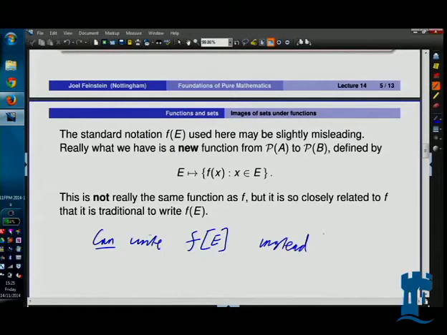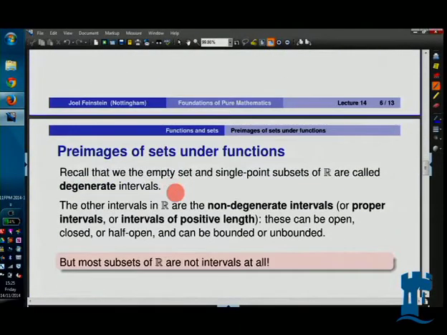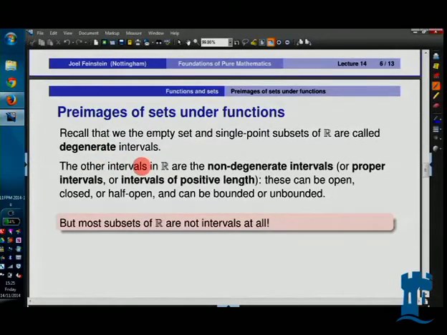Most people don't do this, but I have no objection. If you want to remind yourself that there's something slightly different going on here, you can use the square bracket. That's fine. Now that's what you call the image, or the sort of forward image, when you apply a function to a set. But the other thing you can do is try to come back.